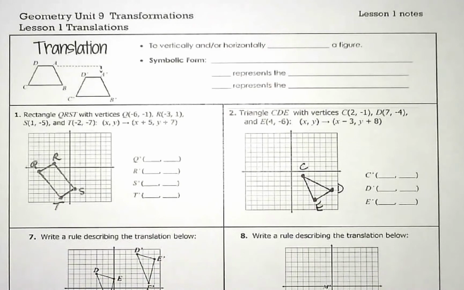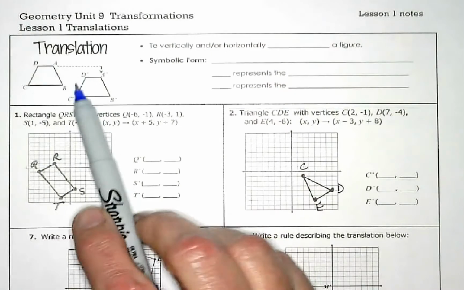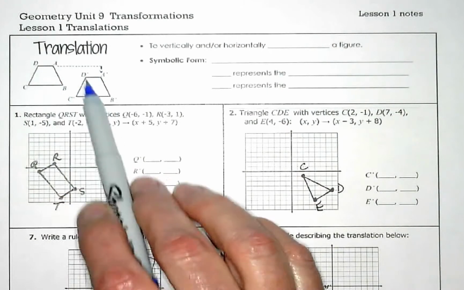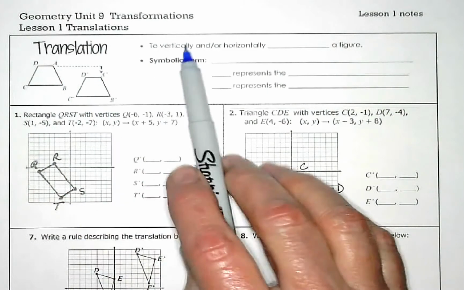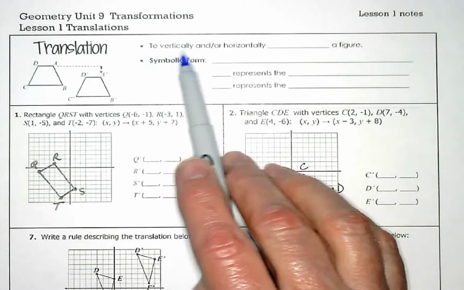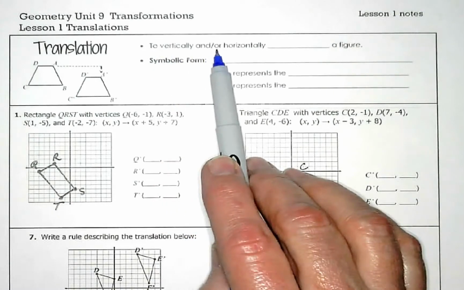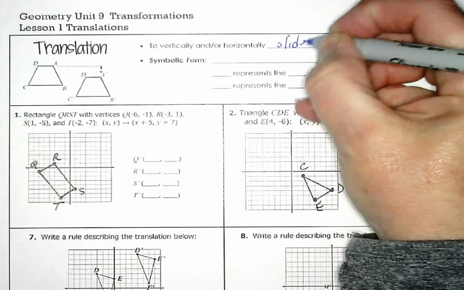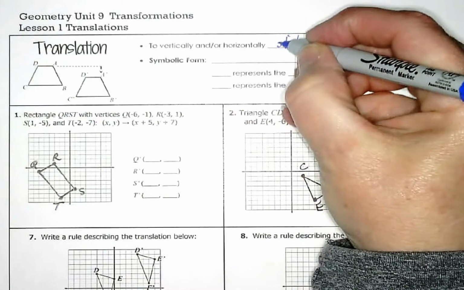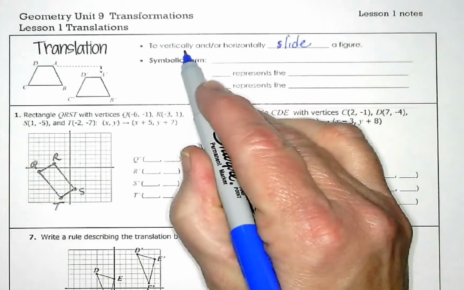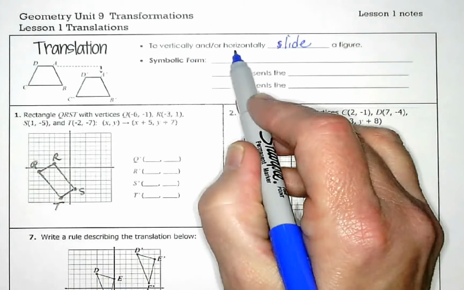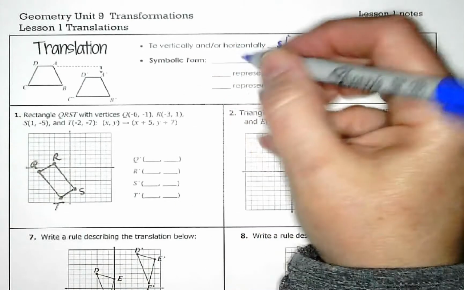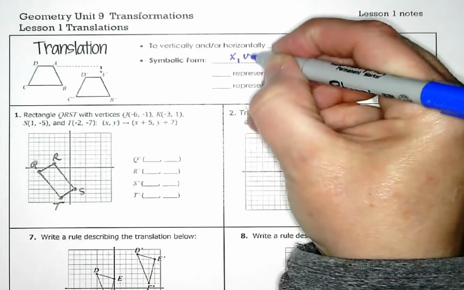All right, let's get into translations. So here's the same picture that I showed you before, where for translation, we usually use the word slide. We're going to slide that shape to another location. So it can be vertically and/or horizontally slide a figure. Okay, so that means we can go up and down, or left and right, or both. Okay, symbolically they'll show you this on your pictures.